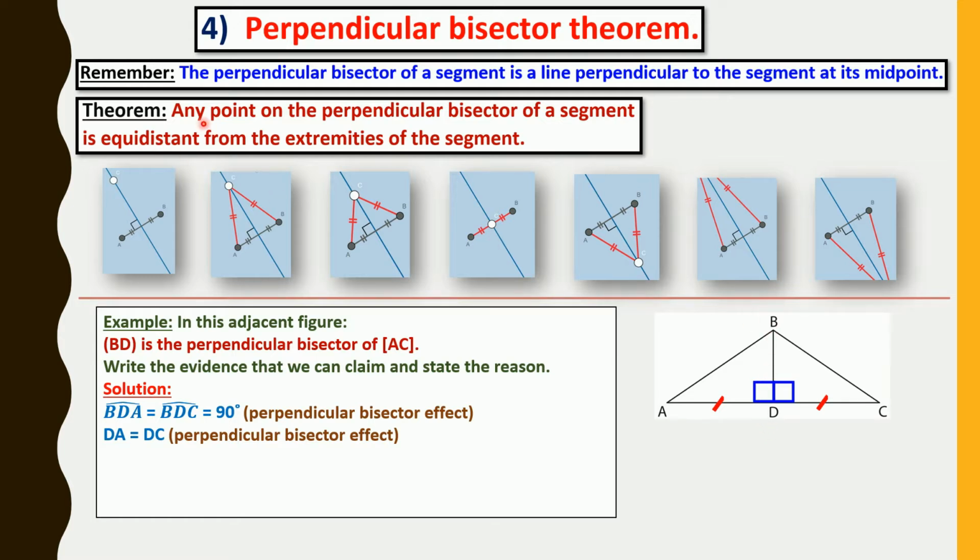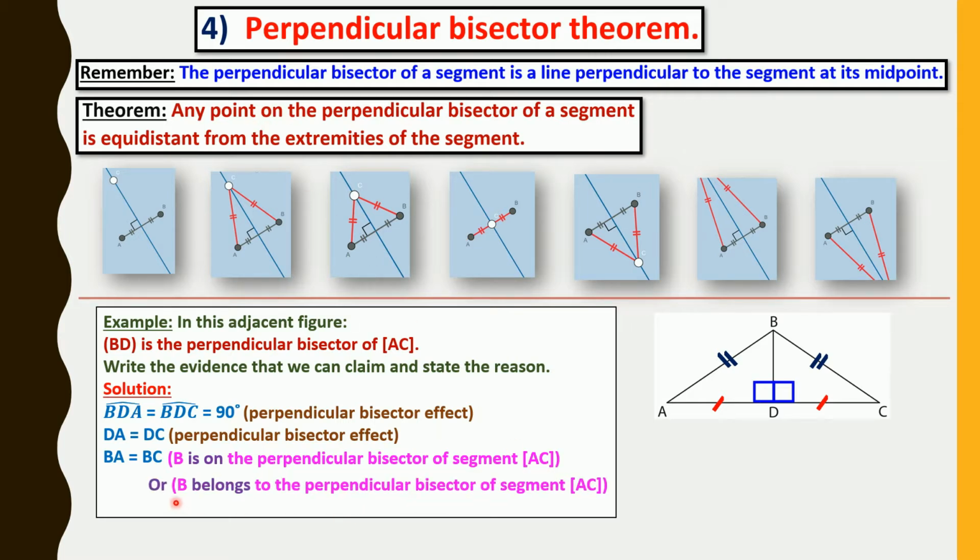And using the theorem, we can claim that BA equals BC since B is a point on the perpendicular bisector of AC. BA equals BC. But here the reason is because B is on the perpendicular bisector of segment AC. Or we can say because B belongs to the perpendicular bisector of segment AC.